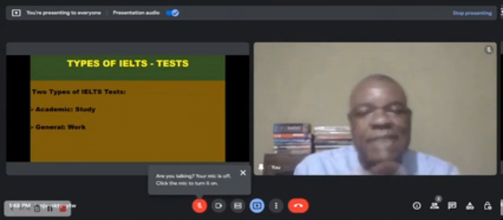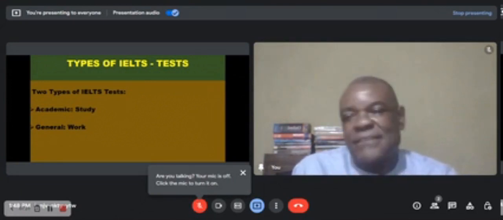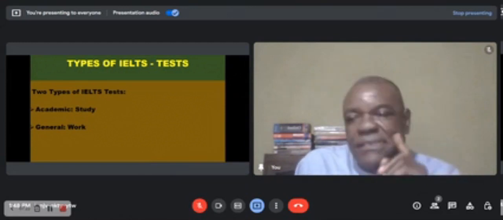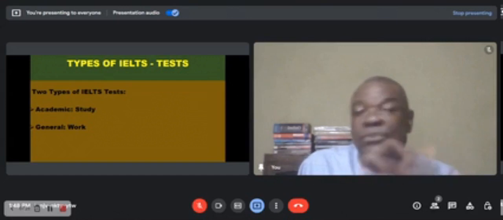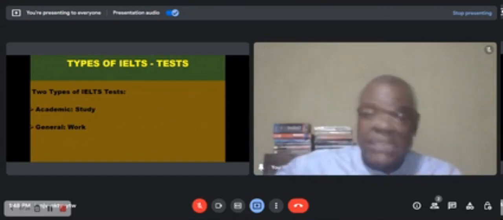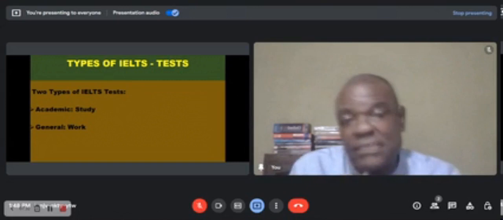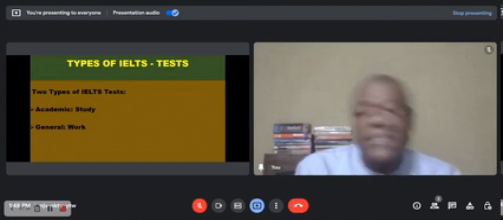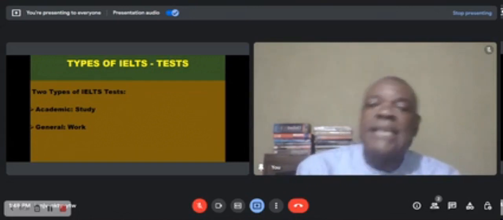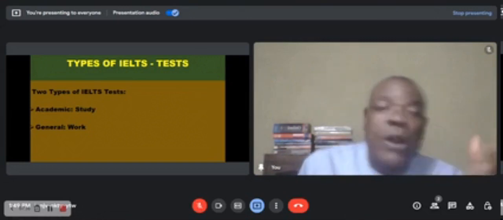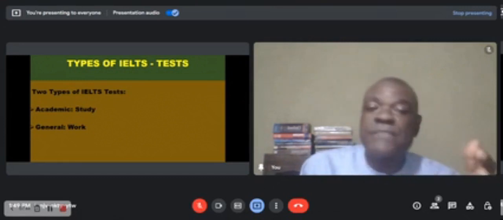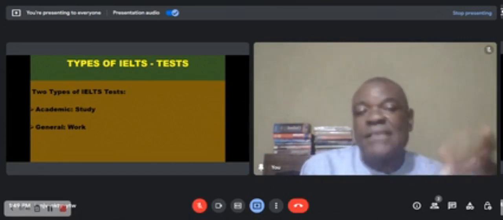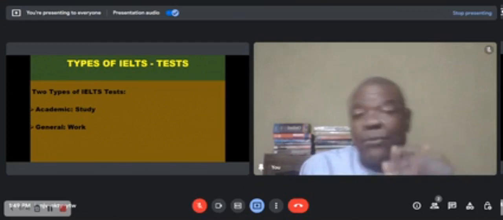We have 2 main types of IELTS tests, the IELTS Academic and the IELTS General. Now, the IELTS Academic is for study, for those who are looking for admission into colleges and universities abroad in those English native speaking countries, all right? And then the IELTS General is for work, for those who want to go and live and work in any of those countries.